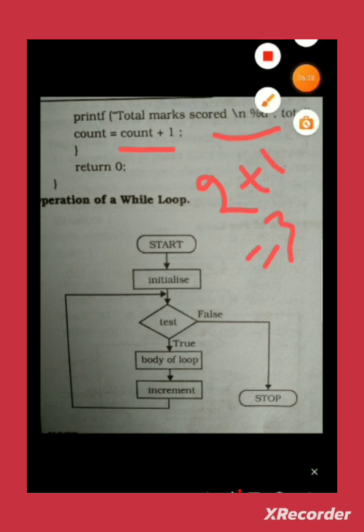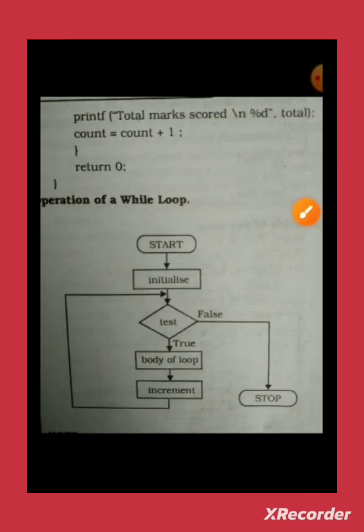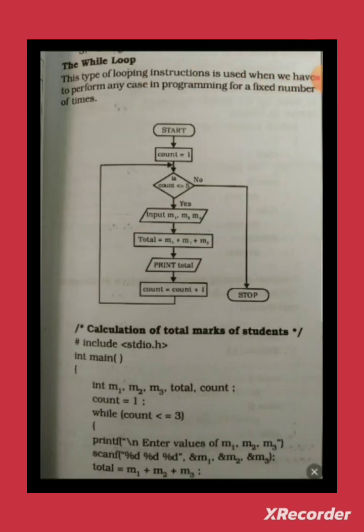Again it will go to the while loop. 3 is less than or equal to 3. The condition is true. Again it will go inside the while loop. The same process will repeat, and the system will calculate the third student's total marks. Now count equals 3 plus 1 equals 4. So now I don't need the fourth student's marks, right? Let's see whether this program will execute or not. So now count is 4, right?